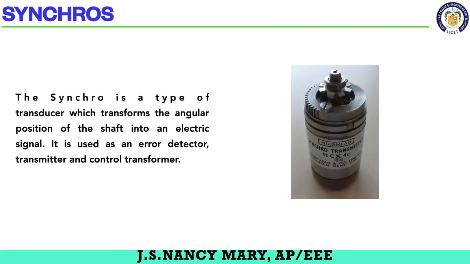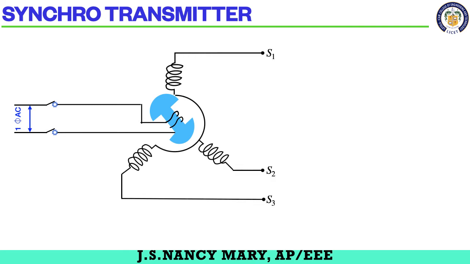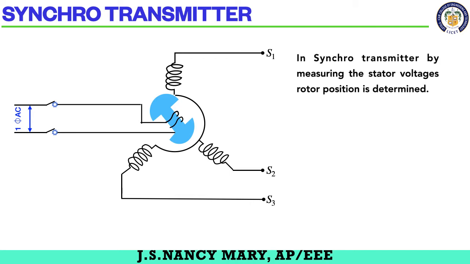Now the next one which we are going to see is synchros. Synchro is a type of transducer which transforms the angular position of a shaft to an electrical signal. So from the position we are going to develop the electrical signal. So I have shown you the synchro transmitter, which will have a rotor like this, and then surrounding it you will have the three-phase stator winding. So in the synchro transmitter you will measure only the stator voltage. From the stator voltages we are going to measure the rotor position.